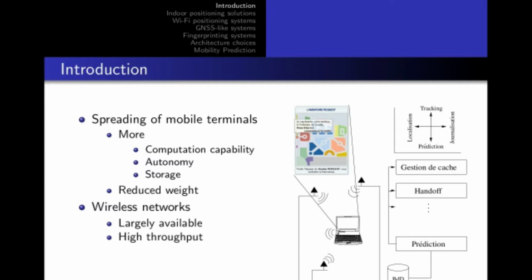To introduce this subject, first, I want to emphasize the spreading of mobile terminals that we've seen in the past few years. So there are more and more mobile terminals, from mobile phones and computers to Internet of Things objects. They have more and more computational capability, autonomy, storage, and a reduced weight. And they are connected to wireless networks which are largely available with a high throughput.